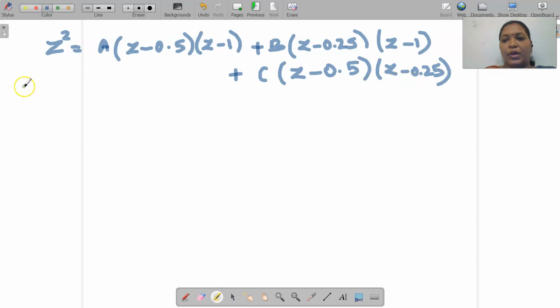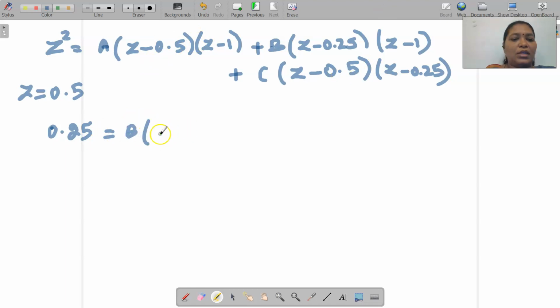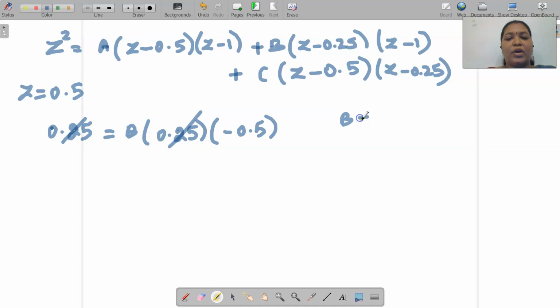So we have to substitute z equal to 0.5. Let me substitute z equal to 0.5. So 0.5 into 0.5 is 0.25. Anyway, A gets cancelled, C gets cancelled, so I can find out the B value. 0.5 minus 0.25 is 0.25, 0.5 minus 1 is minus 0.5. So this value gets cancelled, 1 by 0.5 is 2, so B value is minus 2.